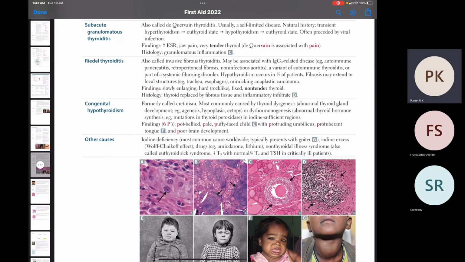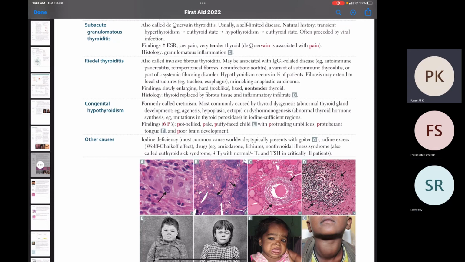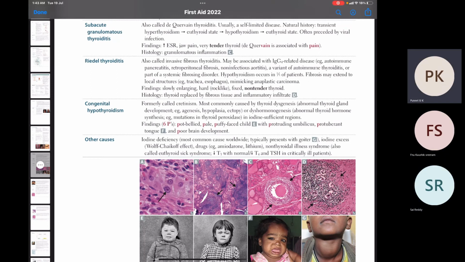So, when do you start giving it? Whenever you diagnose, as early as possible, so that it doesn't cause delayed brain maturation. Your TSH should be normalized by a month, and the patient obviously has to take it lifelong. That's it.